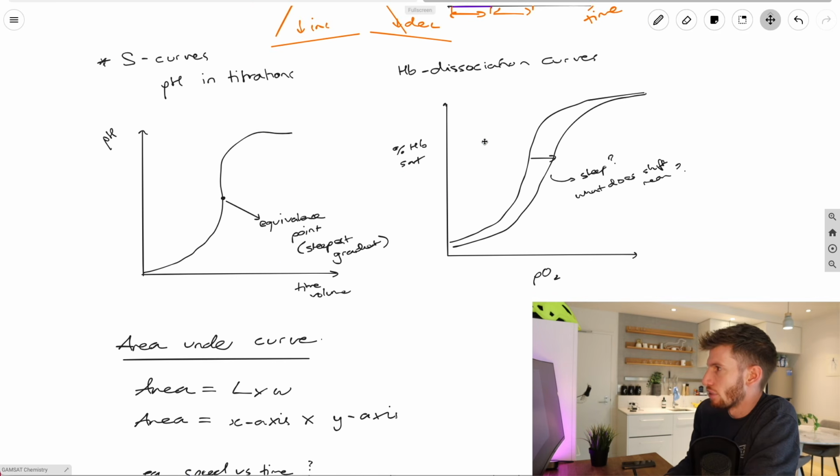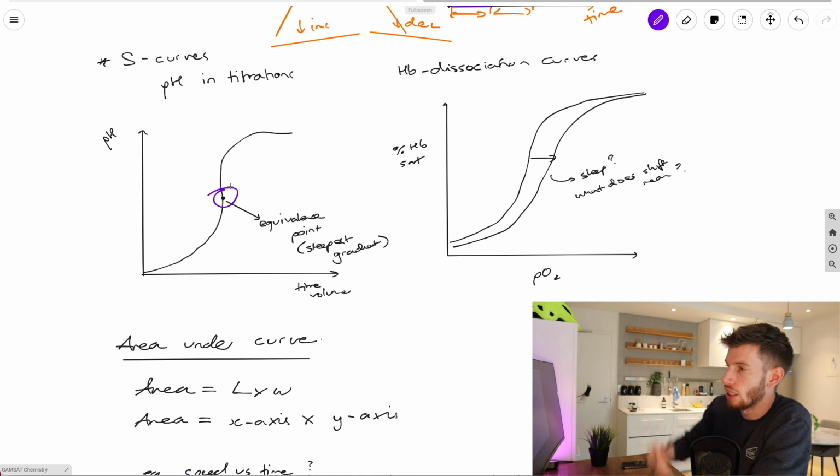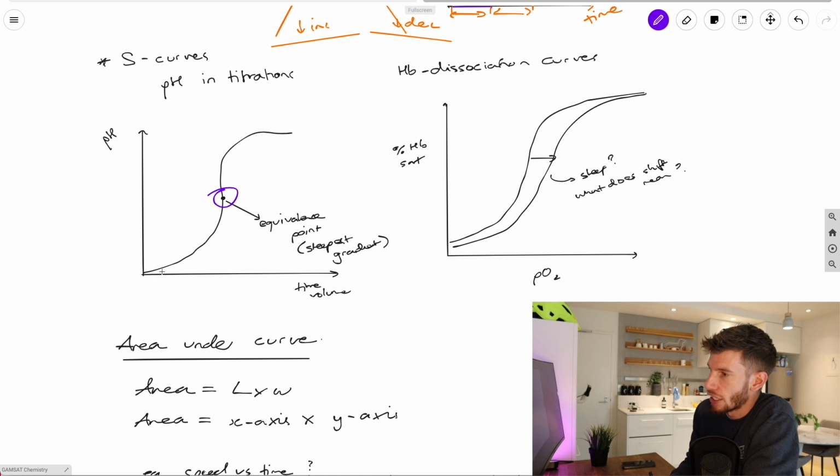And then S-curves. So these come up more in chemistry questions and biochemistry related questions. So we see them in pH titrations or acid-base titrations, and you get the equivalence point in the middle where the gradient is at its steepest point. So that's why I'm mentioning it, because it relates to gradient still. And you can see the gradient starts off very, very low. It then becomes very positive, and then it becomes less positive, but still positive.